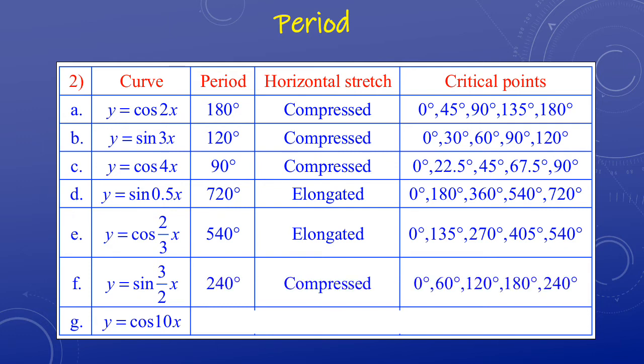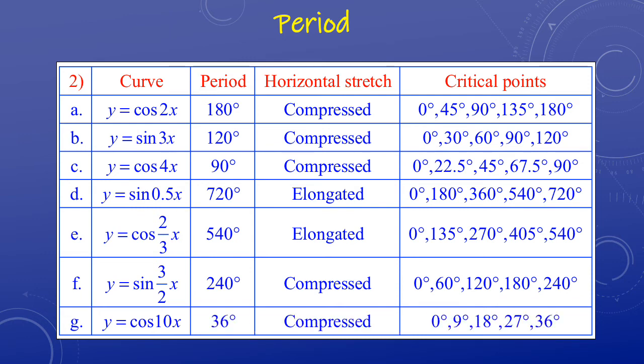In F, we have y is equal to sine of 3/2 x. The period is 360 degrees divided by 3/2, which is 360 degrees times 2/3, or 240 degrees. This is less than 360 degrees, making the curve compressed. The critical points are 0 and 240 at the ends, 120 degrees in the middle, 60 degrees between 0 and 120, and 60 plus 120, which is 180 as the fourth critical point.